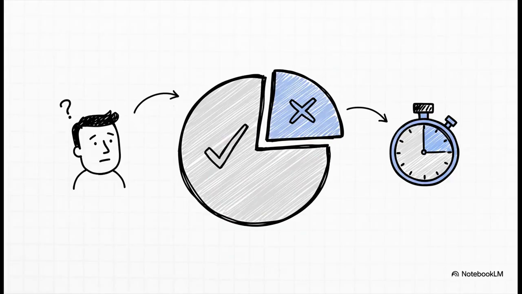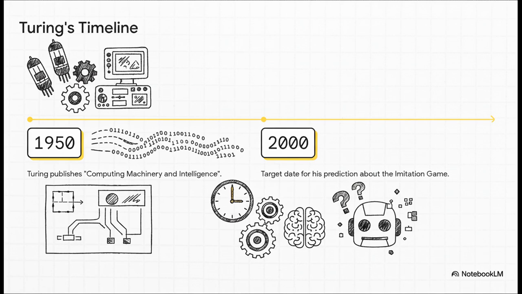So what did that 70% mean? Well, here's the full prediction. Turing believed that by the year 2000, a machine could be programmed to play the imitation game so well that after 5 minutes of questions, an average human interrogator would only have a 70% chance of guessing correctly. To put it another way, the machine would fool the judge at least 30% of the time. He gave the world 50 years, a half-century to see if his wild thought experiment could actually become reality. I mean, what an incredible shot to call way back then.